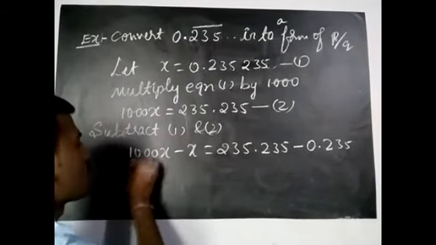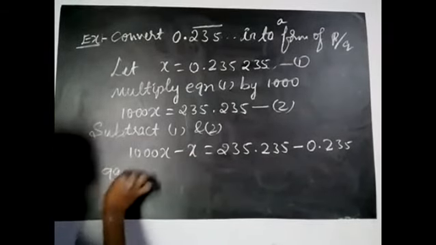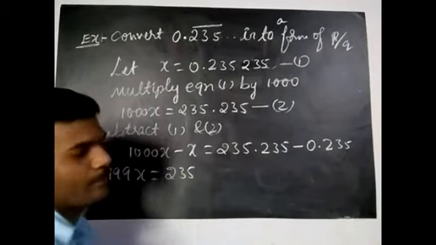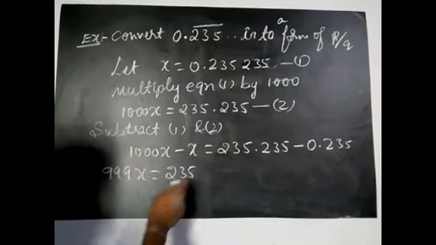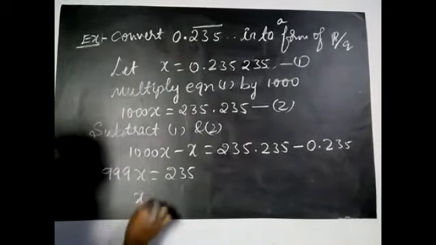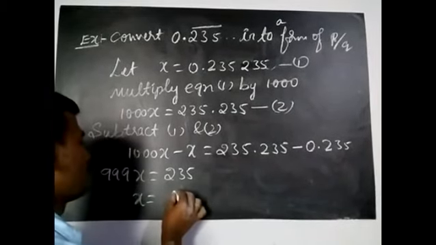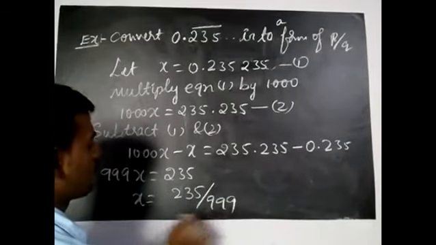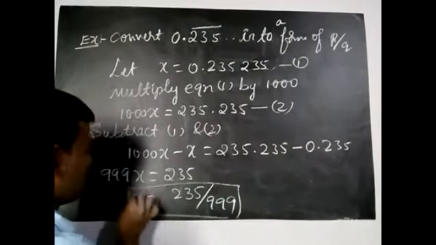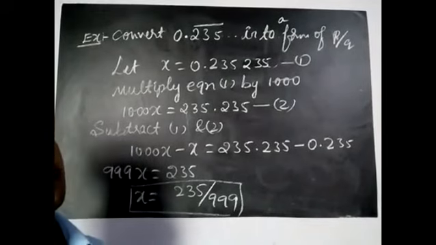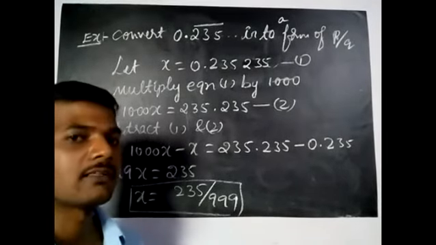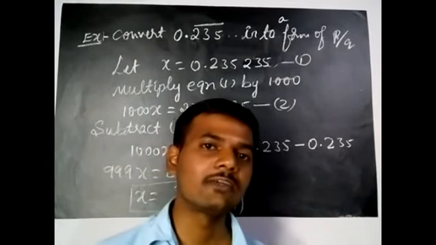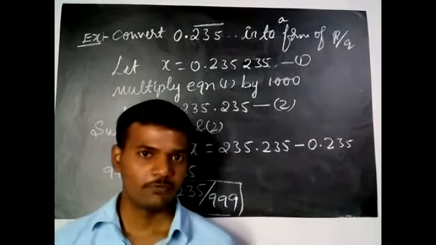So 1000x minus x is 999x. x is equal to 235, because after the subtraction you are getting 235 only, and x is equal to 235 by 999. So x is converted into p by q form. Like this, we can convert the non-terminating recurring decimals into p by q form.